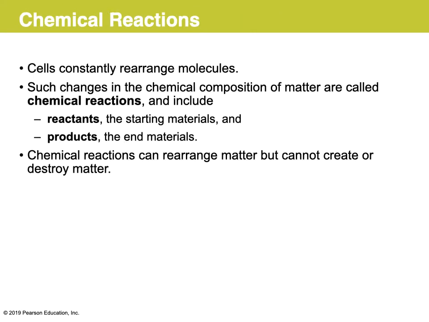Now, cells, living things, are constantly rearranging molecules. Right? They're taking molecules and breaking them apart, putting other molecules together. Changes in the chemical composition of matter are called chemical reactions. And a chemical reaction includes the reactants, the starting materials, and the products, the end materials. Think of it like a recipe, right? If you want to make a cake, you get the flour and the sugar and the yeast and all this stuff. Those are the reactants. And then you mix them together and you apply heat, and you wind up with the product, which is the cake. Right? So reactants are the starting materials and products are the end materials.